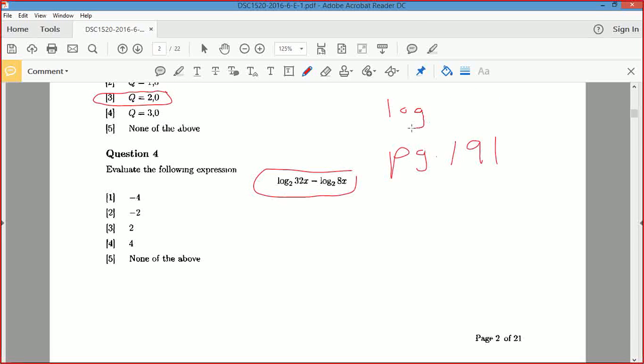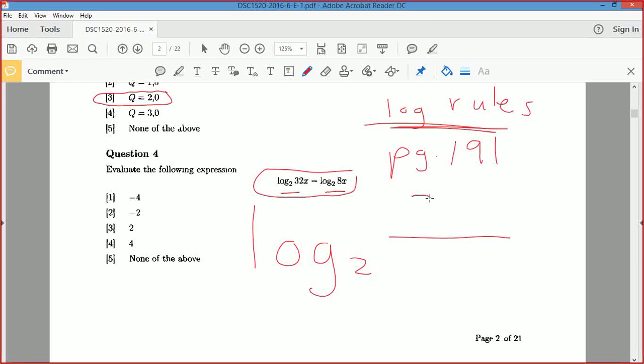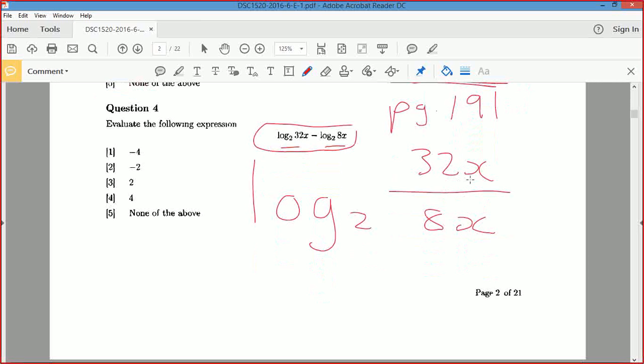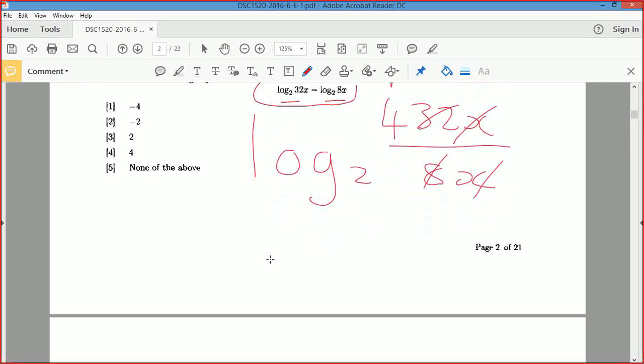Right, these are log rules. When you see two logs next to each other and they're separated with a negative, it means divide. So, I can take those two and I can write it like this. That's the log rule. That comes from page 191. Is that okay? Yes. Right, so can I cancel that? Yes. Cancel, cancel, cancel, cancel. Left with 4. Okay, so log 2, 4.